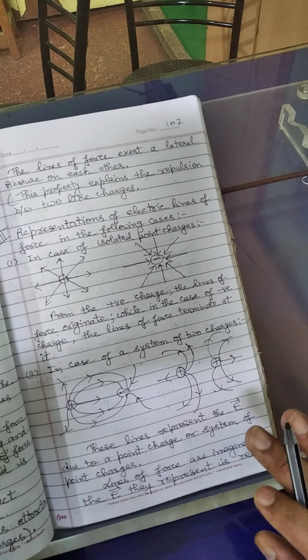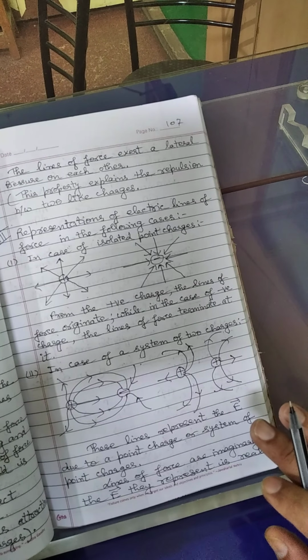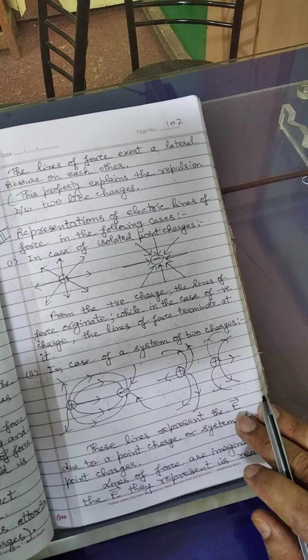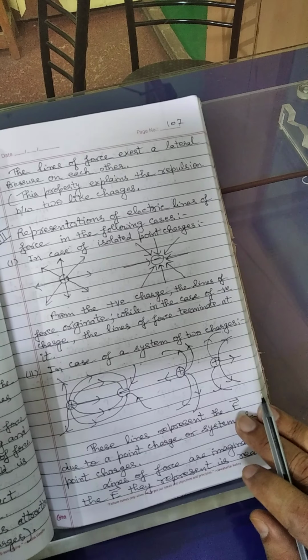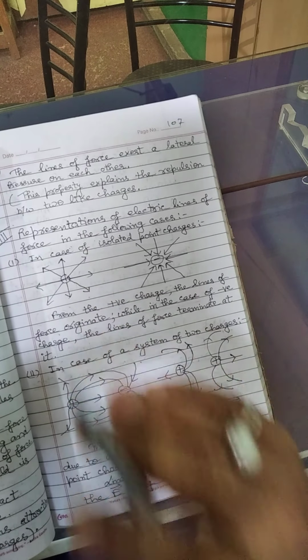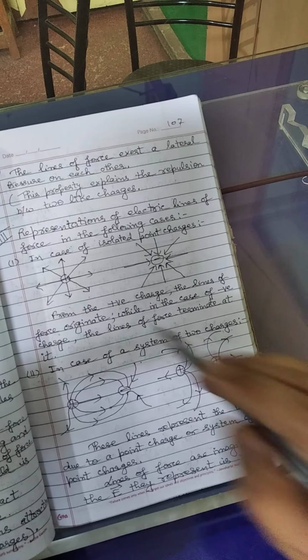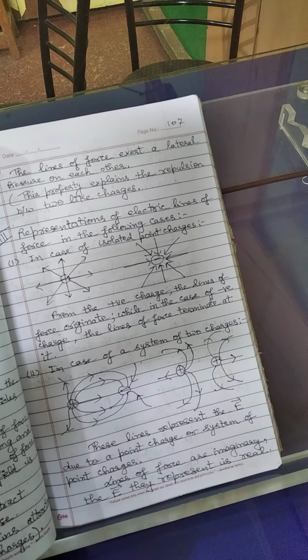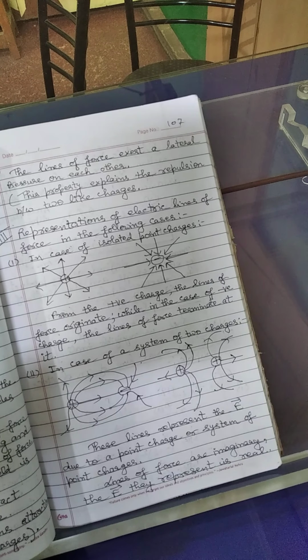Now let us see, children, the representations of the electric lines of force in different cases. The first case is that of an isolated point charge. Isolated point charge means only a positive charge or only a negative charge. So it is the positive charge. This way we can understand that if a positive charge is there, then this positive charge is searching for its negative in every direction.